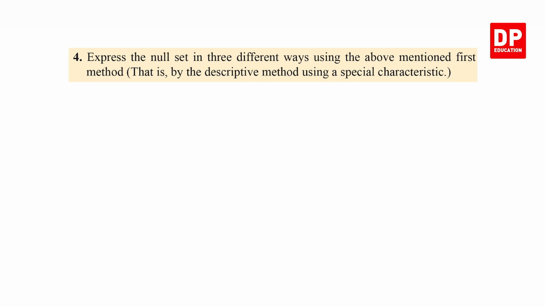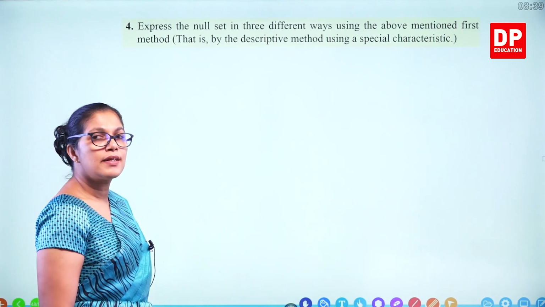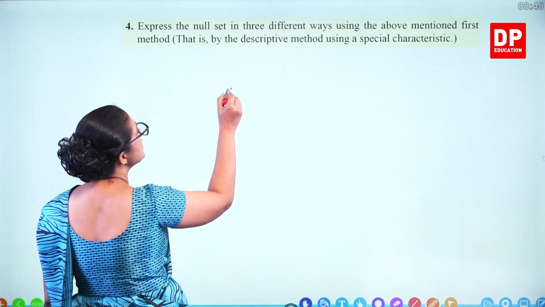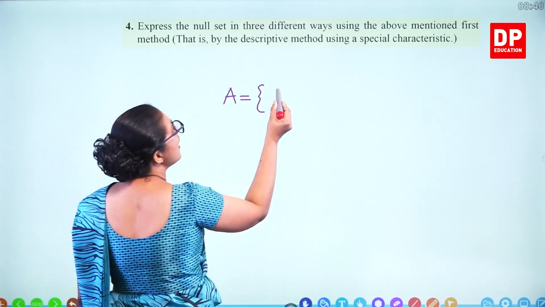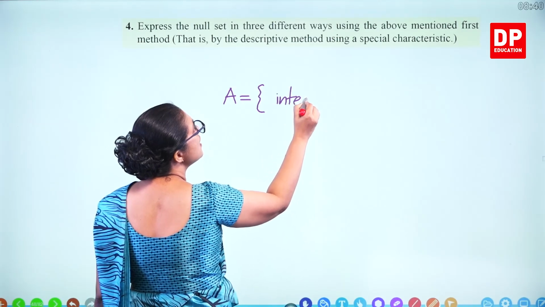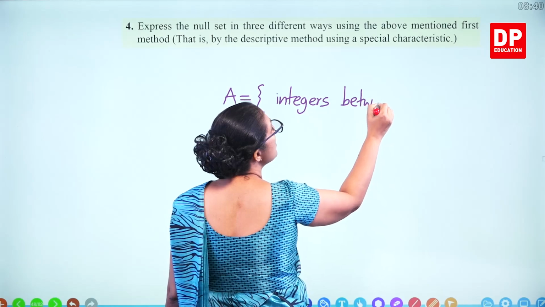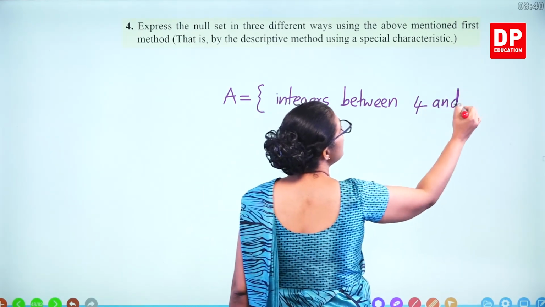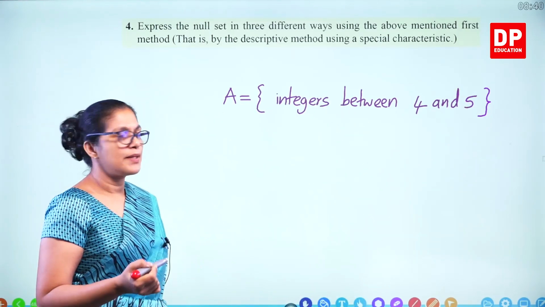Express the null set in 3 different ways using the above mentioned first method, that is by the descriptive method using a special characteristic. So what are the null sets? Can you give some examples? A is a set of integers between 4 and 5. You can't find integers in between 4 and 5. So that's empty.